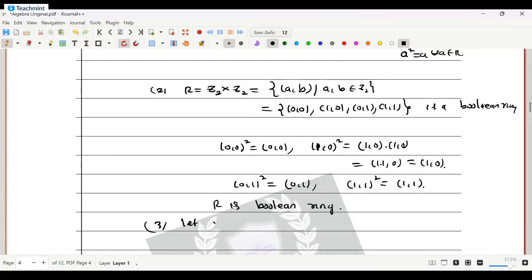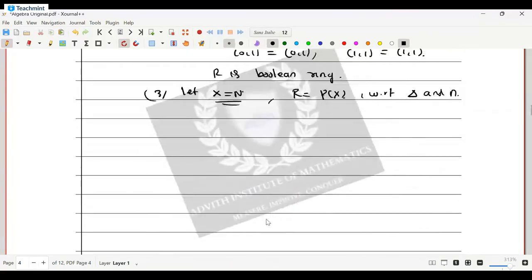Suppose let X is equal to any set, either N or any finite set or real numbers, any set. If X is equal to N, then R is equal to power set of X, with respect to symmetric differences and intersection. That means power set of X with symmetric differences and intersection is a Boolean ring. If R is infinite, then this is an example for infinite Boolean rings. So therefore, power set of X with symmetric differences and intersection is an infinite Boolean ring.